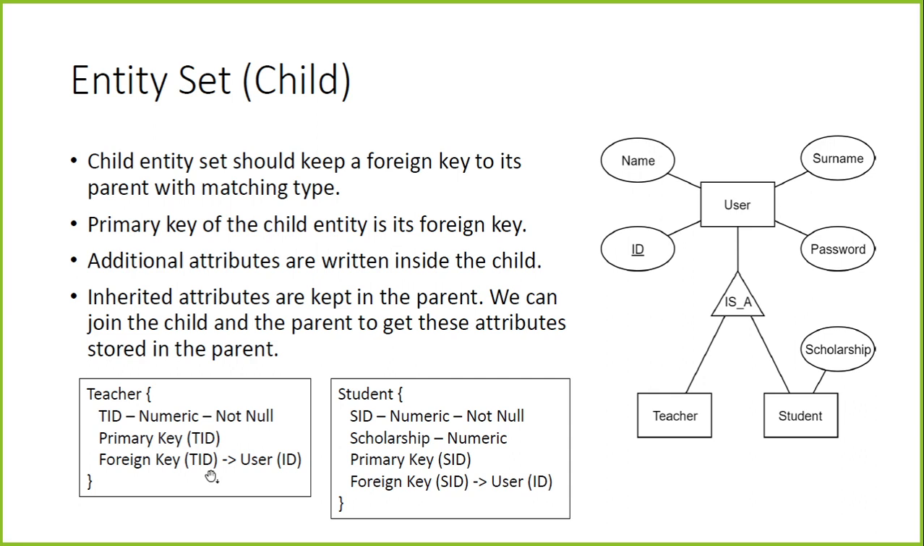And in the student table, similarly, we need some foreign key attribute, and we decided to call that SID. So these names, we just decided them. They are not shown in the ER diagram, but we just combined the parent's primary key. So it was ID, this is the student's ID, SID. It is the primary key of this table. It is a foreign key that is going to refer to the ID of the user table. Plus we have the scholarship attribute. So any additional attribute in the child table, we also include in our relational schema for the child entity.